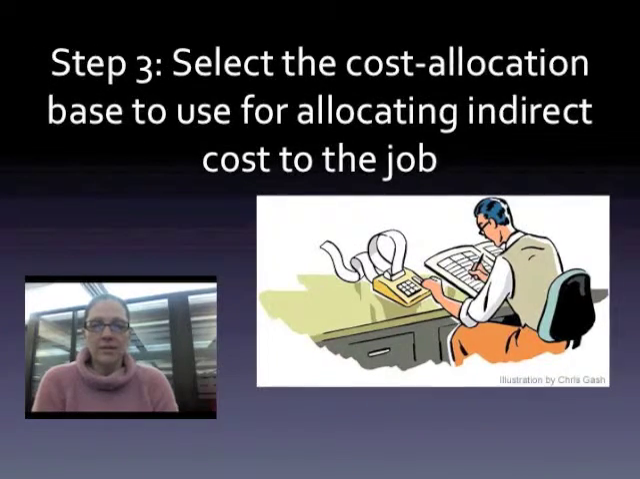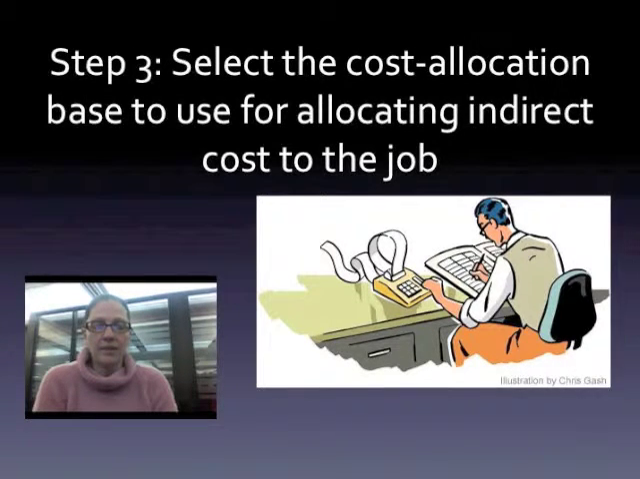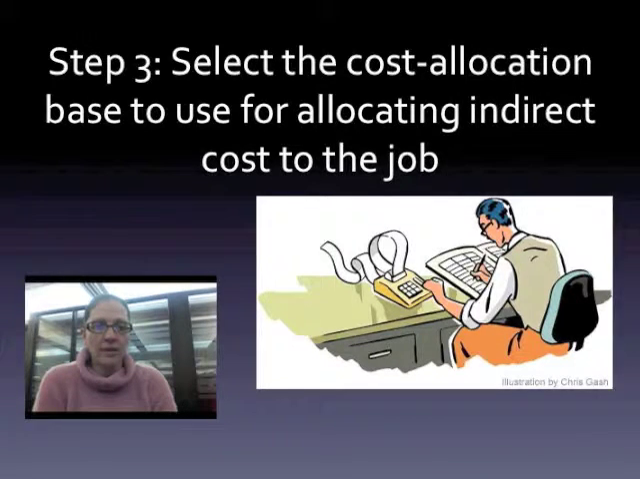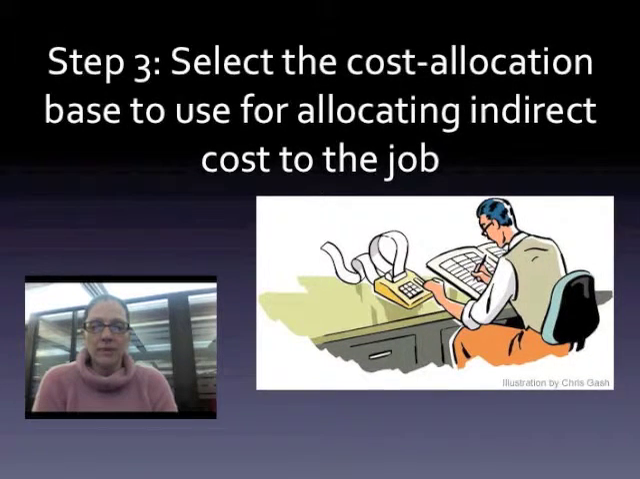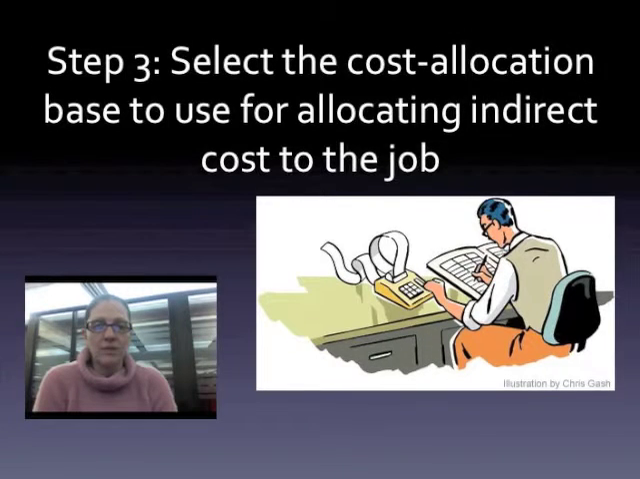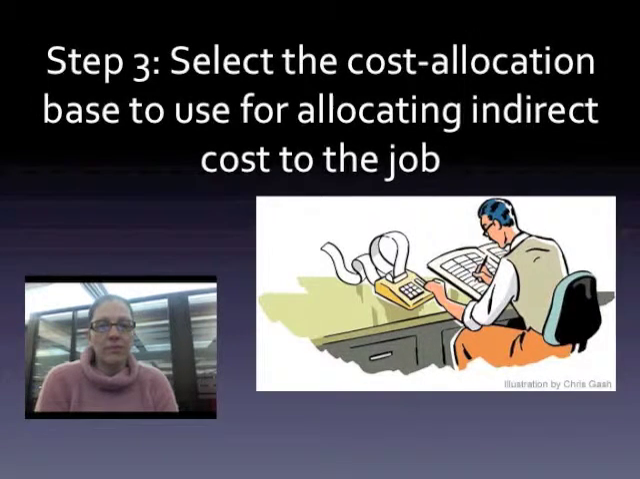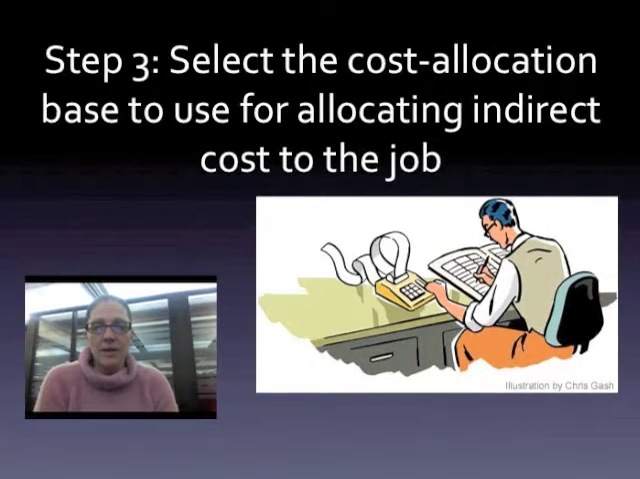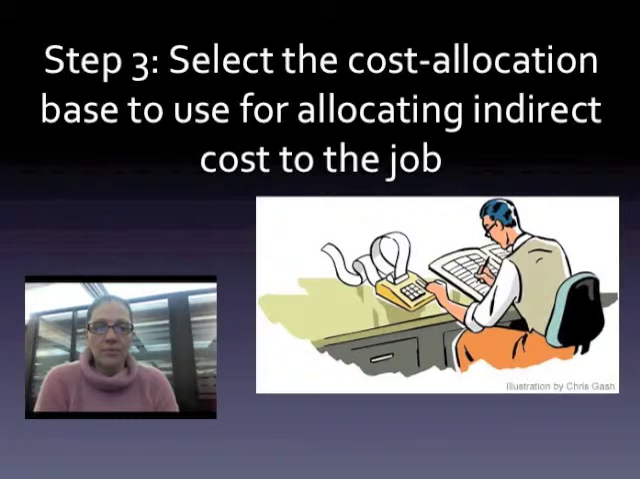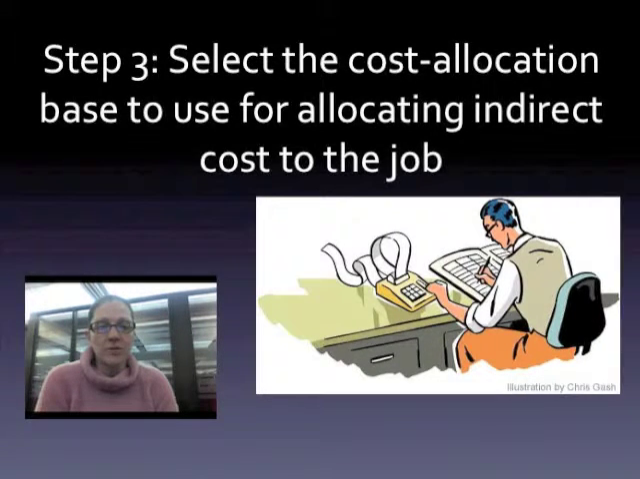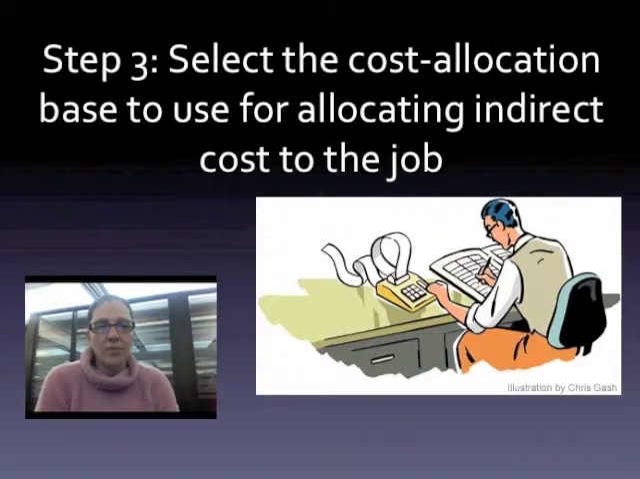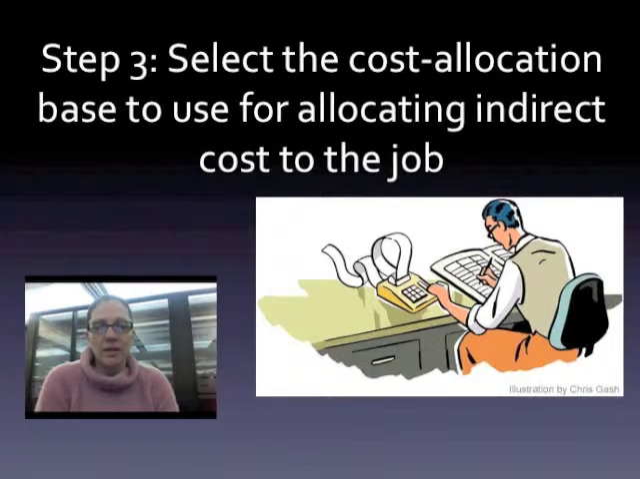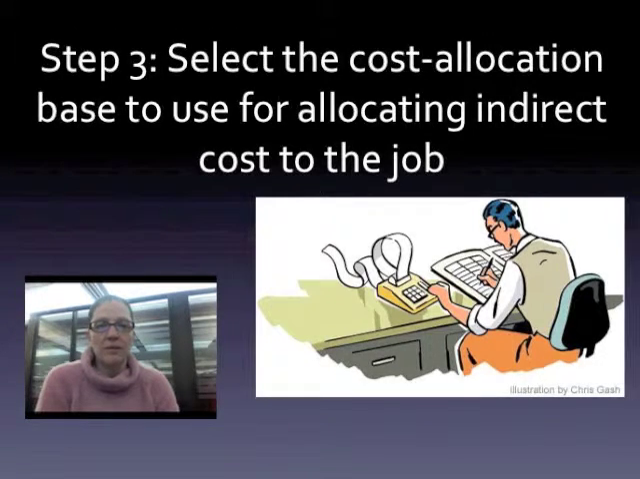Step 3. Select the cost allocation base to use for allocating indirect costs to the job. In this step, we will select a cost allocation base for allocating indirect costs. Indirect materials cannot be traced to a specific job because different jobs require different amounts of indirect resources. Examples of indirect overhead would be utilities and electricity. Companies can allocate indirect costs by machine hours or direct manufacturing labor hours. A CPA firm would most likely use direct labor hours because it is more labor concentrated. The labor hours are the cost driver because they are the cause of the overhead.